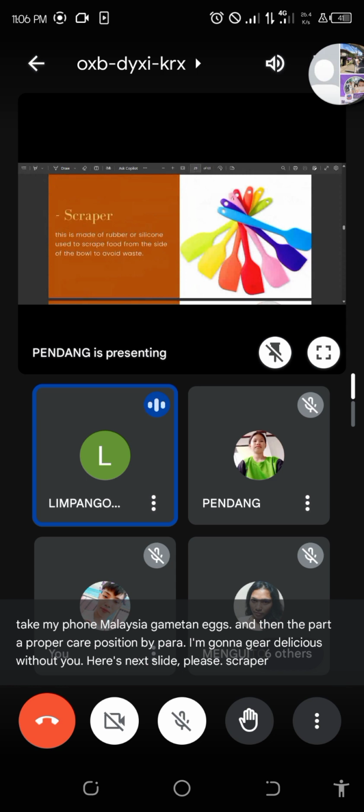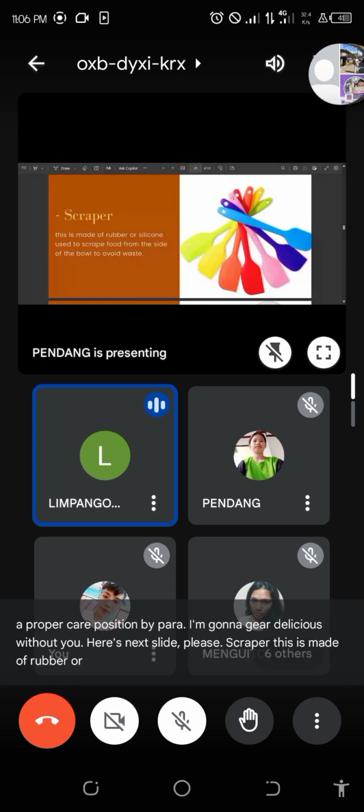Scraper. This is made of rubber or silicone, used to scrape food from the side of the bowl to avoid waste.